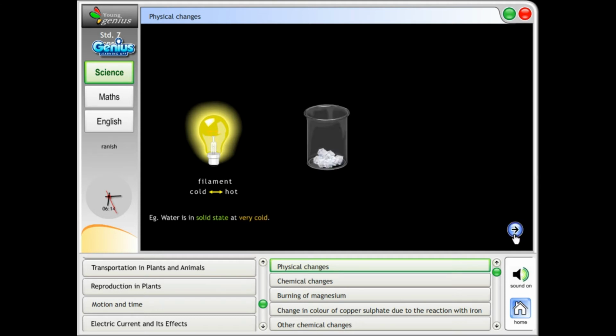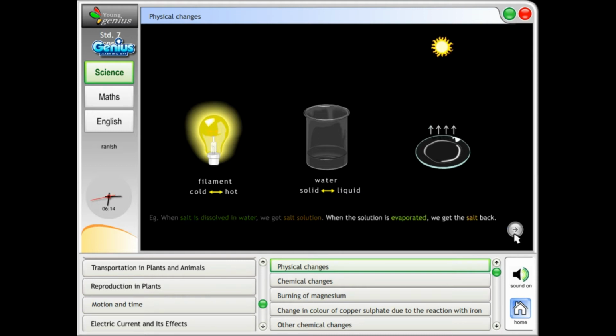Example, water is in solid state when it is very cold. When it is hot, it changes back to liquid state. There is no change in substance. Example, when salt is dissolved in water, we get salt solution. When the solution is evaporated, we get the salt back. There is no change in substance.